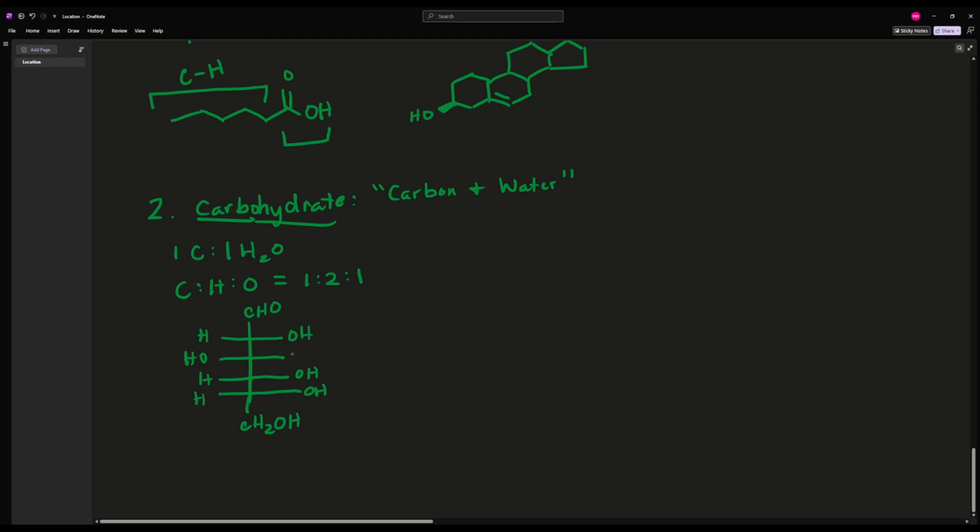Note that sometimes these groups, an OH, might be replaced with an additional H. This does change the ratio. However, the majority of the molecule still has this 1 to 2 to 1 ratio. So even though some of these groups might change, the parent group remains the same. And it won't ever get to the point where it looks like a lipid, where the majority of the molecule is carbon and hydrogen.